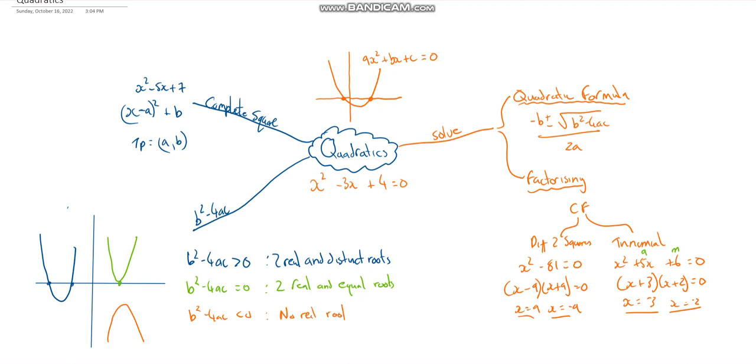That's when you get into your imaginary numbers, which is in next year's syllabus. So the real part just means we're dealing with conventional numbers, not imaginary numbers. You've got two distinct roots. Here you've got two real and equal roots, i.e. one root. And here you've got no real roots. It doesn't cross the axis. So that's very important.